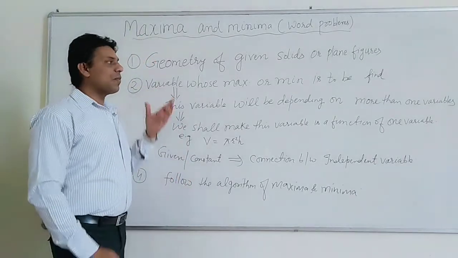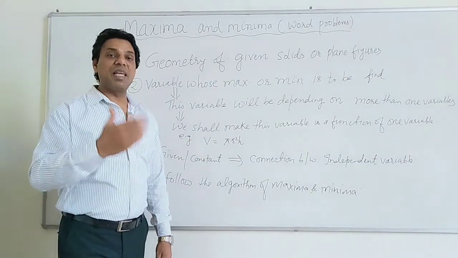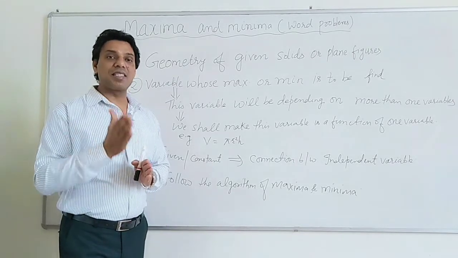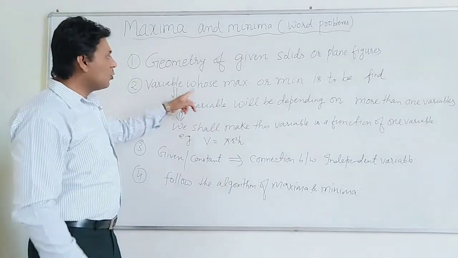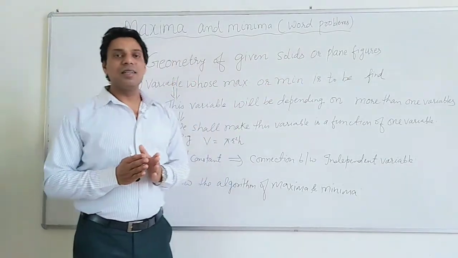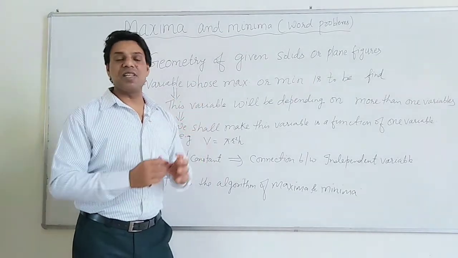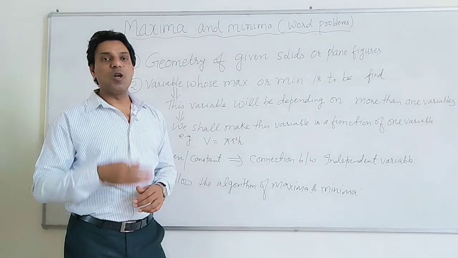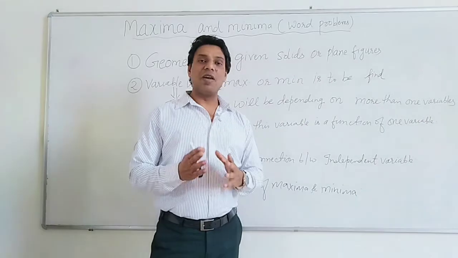Second, suppose in the question it is given that the maximum volume, or suppose the minimum surface area. So you have to understand which is the variable whose maxima and minima is to be studied. Suppose we need to find the maximum volume of a solid or a minimum surface area of a solid, then this variable will be the dependent variable, maybe volume, maybe surface area. So this variable will depend on more than one variable generally.